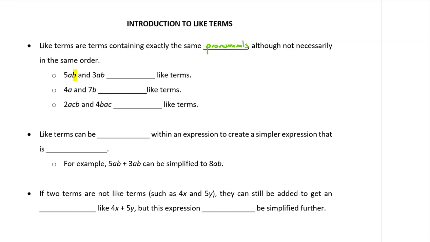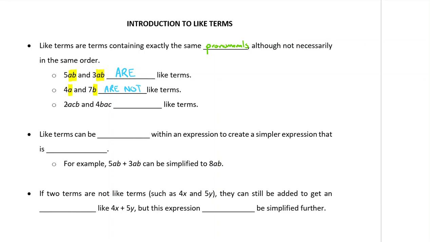So 5ab and 3ab, notice that I've just highlighted the letters because it's only the letters that have to be the same for it to be a like term. So they both have an A, they both have a B, so these ones are like terms. Let's look at the next one. 4A and 7B. Oh, those letters are different. So that means those ones are not like terms.